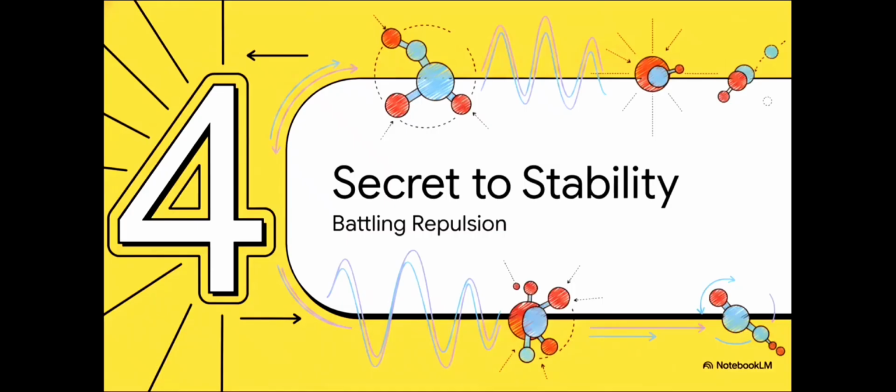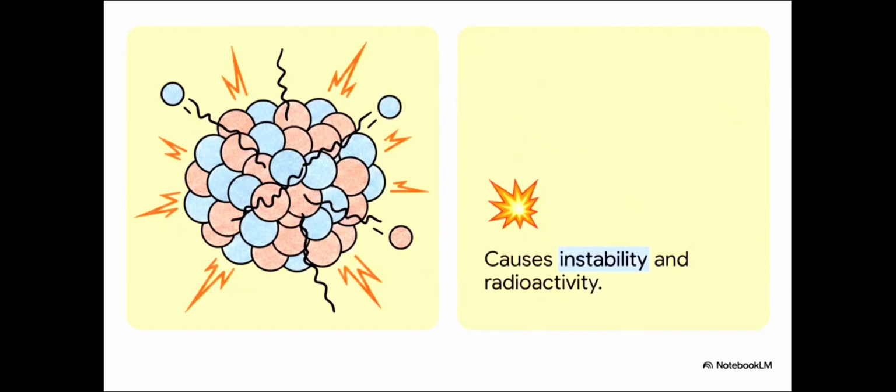Section 4. The secret to stability. Battling repulsion. So naturally, you have to ask, what happens when an atom gets bigger and those internal distances start stretching beyond that magic boundary? Well, as the mass of the nucleus increases, its physical size increases. When it grows too large, that short-range nuclear glue rapidly decreases and weakens. Suddenly, the underlying electrostatic repulsion between all those protons rears its ugly head and takes over.